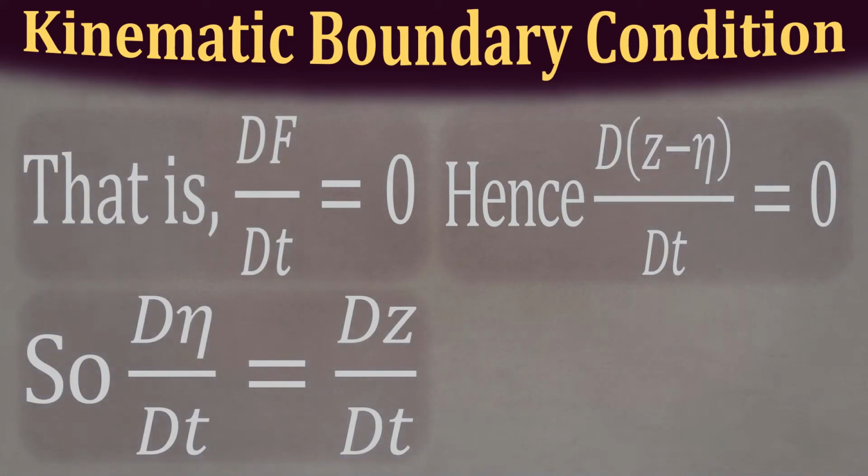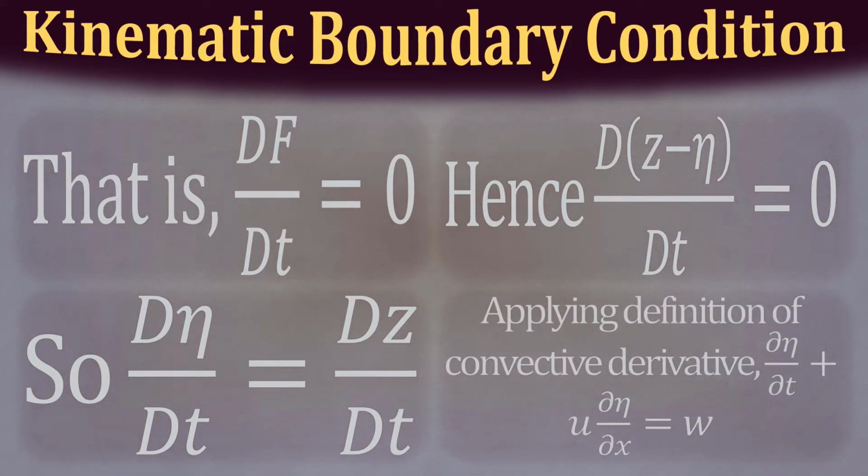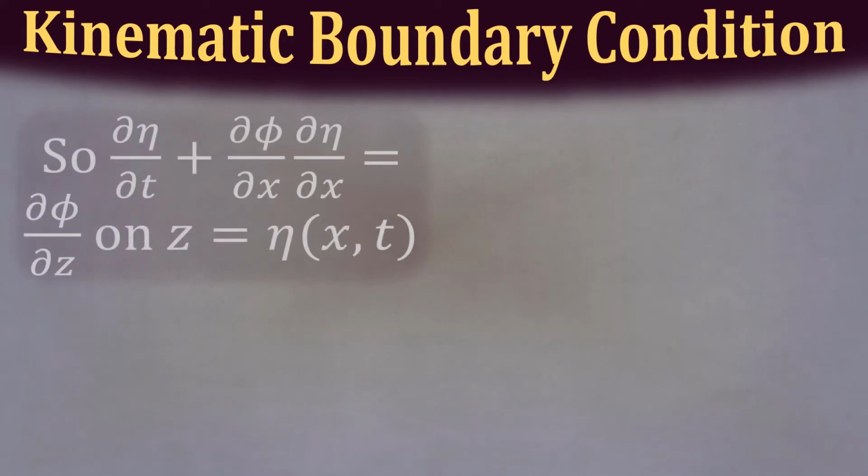Thus, applying the definition of the convective derivative, we have that the partial derivative of eta with respect to t plus u times the partial derivative of eta with respect to x is equal to w. Hence, the partial derivative of eta with respect to t plus the partial derivative of phi with respect to x times the partial derivative of eta with respect to x is equal to the partial derivative of phi with respect to z on z equals eta of x and t.